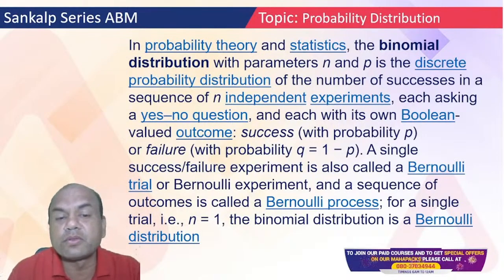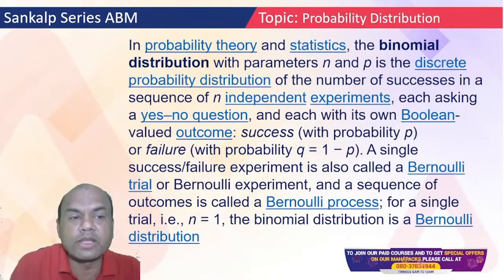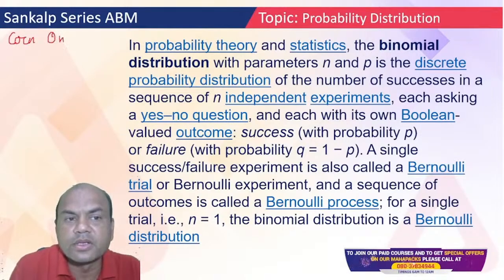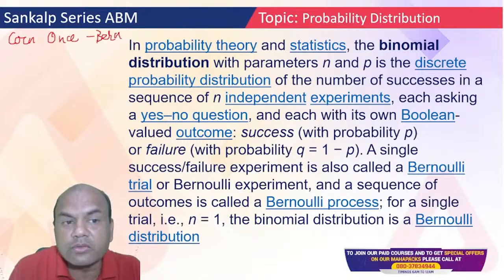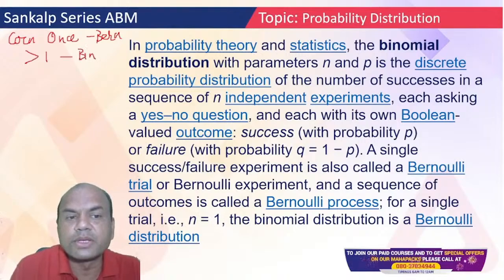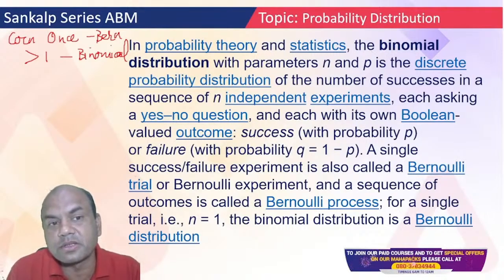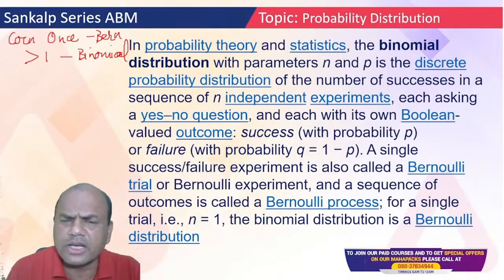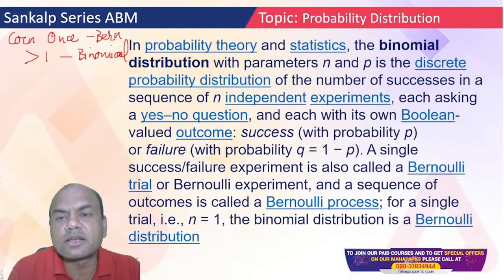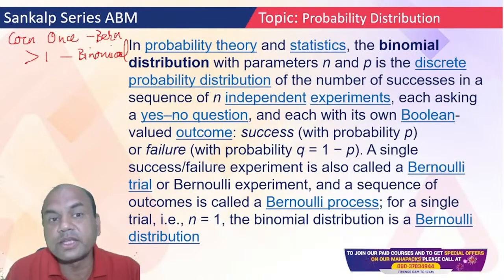Now I'll explain in simple words. When I toss the coin only once, then it is Bernoulli. When I toss it more than once, greater than 1, then it becomes binomial. So basically the logic is, if I go on repeating the Bernoulli distribution for n number of times, I'll get binomial. Remember that much only. Each trial is independent in binomial because each trial is Bernoulli.